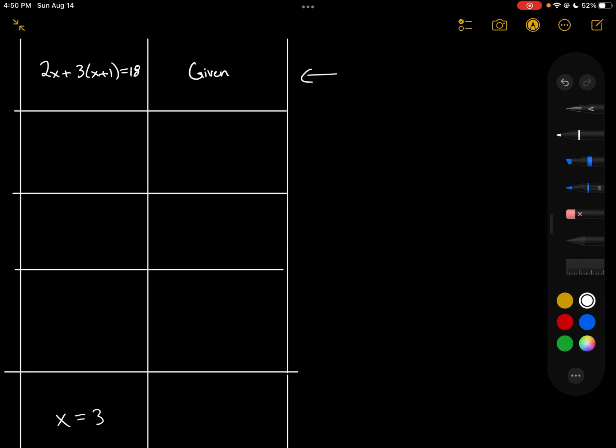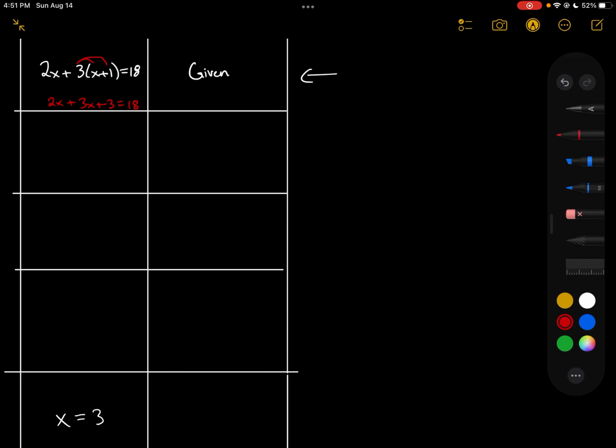So the best thing that you can do is actually just start solving this question, ignore the fact that it's a proof, and just work through the steps like you normally would. I'll do all of the work in red, and we'll keep our final answers in white. So the work that we're going to do here is we see some parentheses, so we can go ahead and take that 3 and distribute it into those parentheses. So if we do that, what we're going to see is 2x plus 3x plus 3 equals 18.